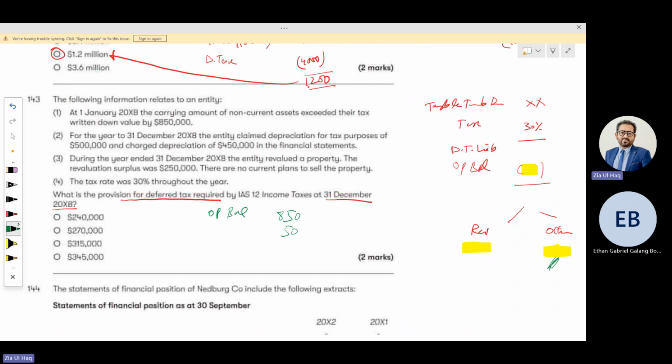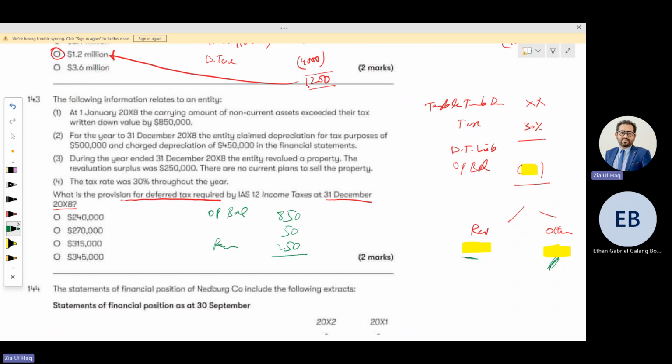Relating to this: during the year ended 31st December, the entity revalued a property. The revaluation surplus was 250, relating to this but without charging tax. So revaluation, that is 250.